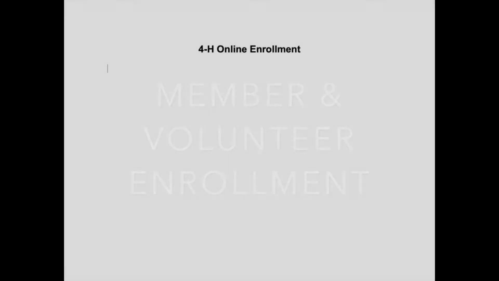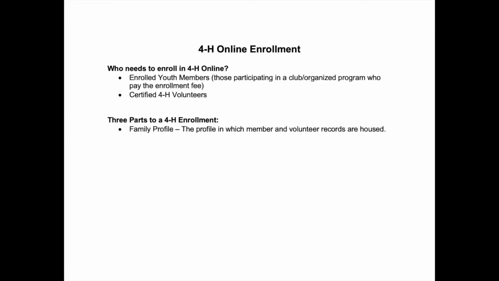4-H Online is an enrollment management system used to manage the people who join Washington State 4-H. If you are participating in 4-H as an enrolled youth member or certified volunteer, this video will walk you through how to enroll.